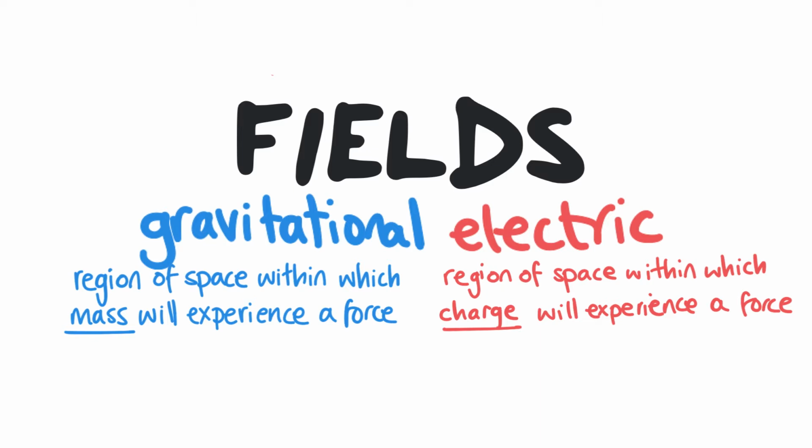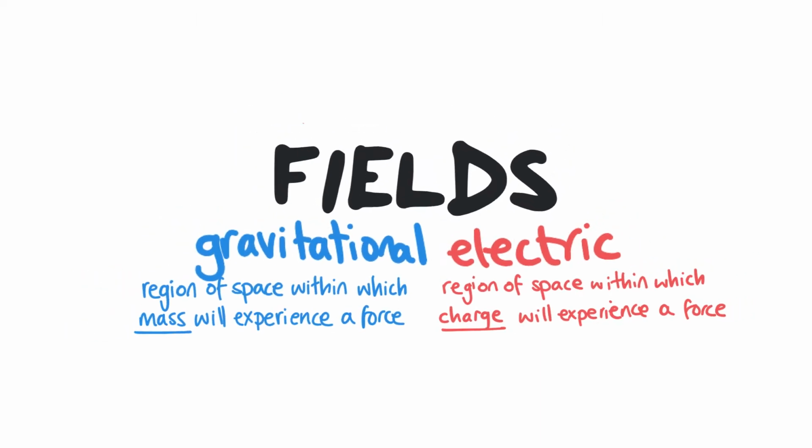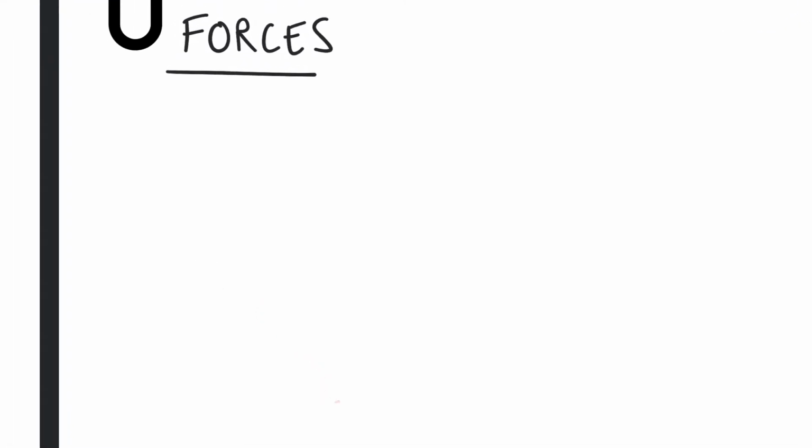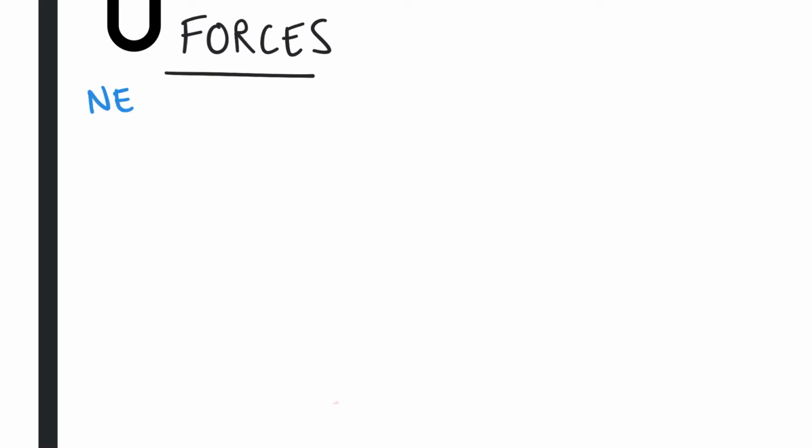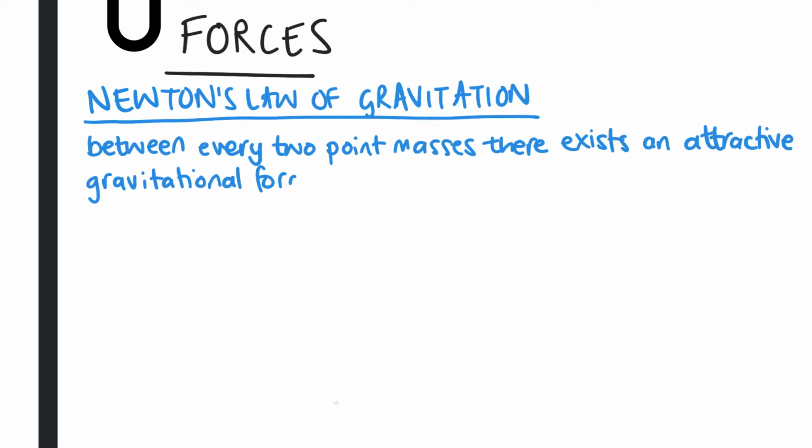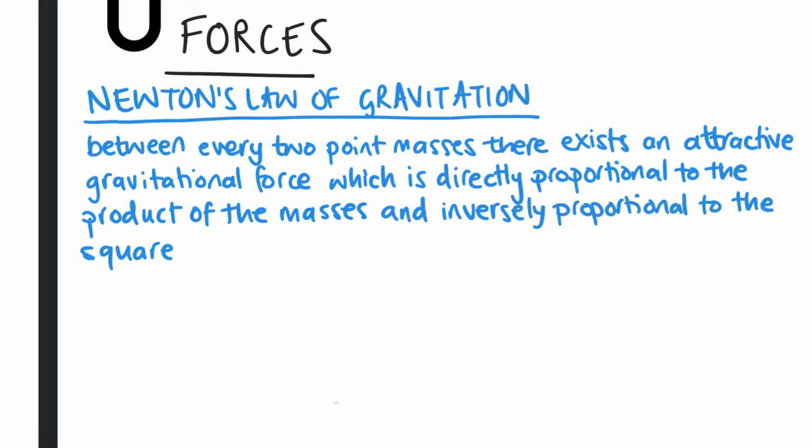So now that we have a definition for fields, let's have a closer look at the forces within those fields, and we'll begin with the gravitational fields. So we'll begin by looking at Newton's Law of Gravitation. Newton's Law of Gravitation tells us that between every 2 point masses there exists an attractive gravitational force which is directly proportional to the product of their masses and inversely proportional to the square of their separation.